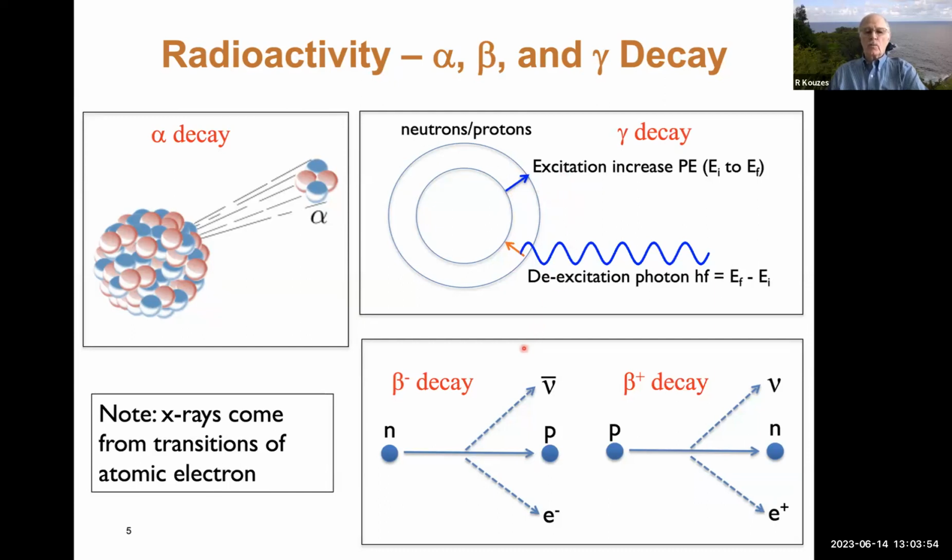The other form of decay, beta decay, can be either beta minus or beta plus decay. In beta minus decay, a free neutron or a neutron inside a nucleus can transition to a proton plus an electron and an anti-neutrino. So this is a weak interaction process. Positive beta decay is when a proton inside of a nucleus can transition to a neutron plus a positron and a neutrino. And let me just remind you that X-rays, which are also often present, come from atomic transitions of the electrons in the electron shells of the atom.